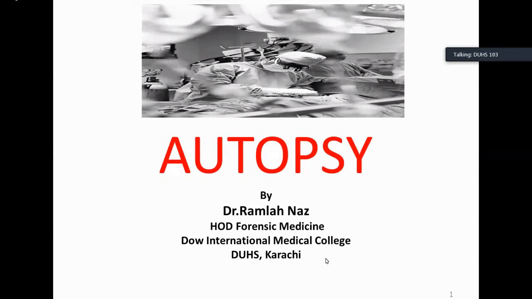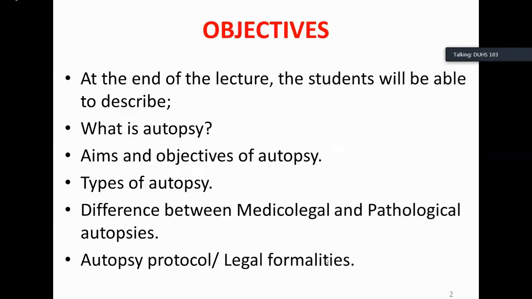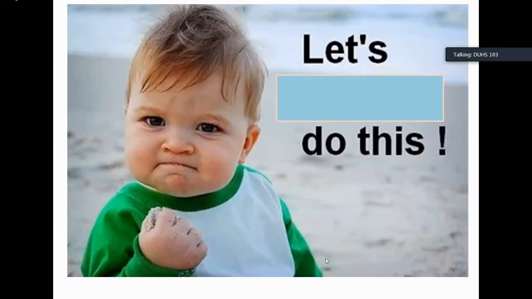Most important topic, that is the autopsy. So let's start. At the end of the lecture, the students will be able to describe what is autopsy, aims and objectives of the autopsy, types of autopsy, difference between medical, legal, and pathological autopsy, autopsy protocol, and legal formalities. So let's do this.